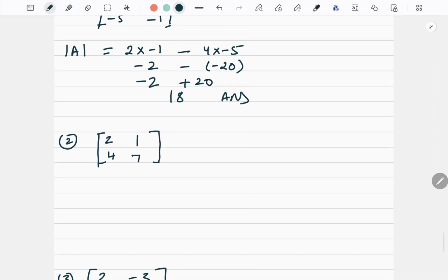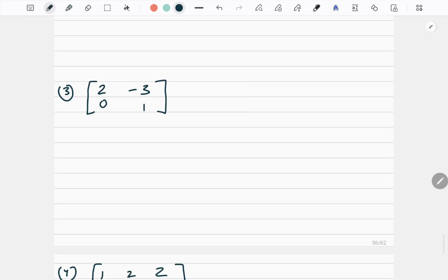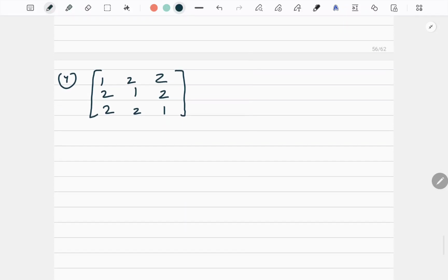Correct? Now let's move to the next question. The determinant of A is equal to 2 into 7 minus 4 into 1. That is 7 twos are 14 minus 4, that is equal to 10. Let's move to the next question. Now the determinant of A is equal to 2 into 1 minus 0 into minus 3. So it is 2 minus 0, that is 2. Right?